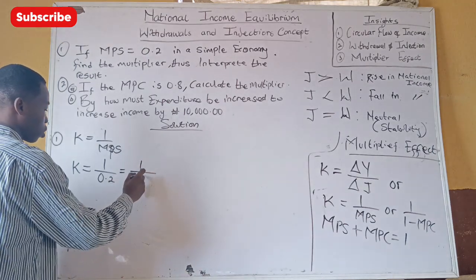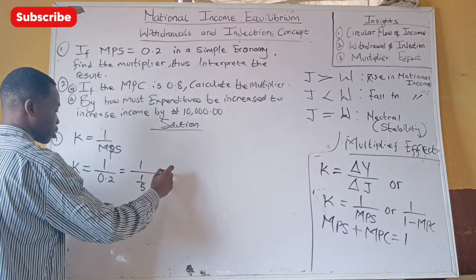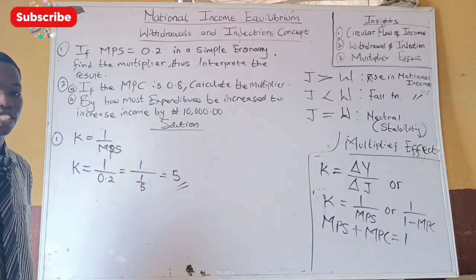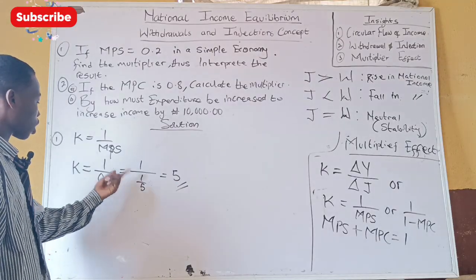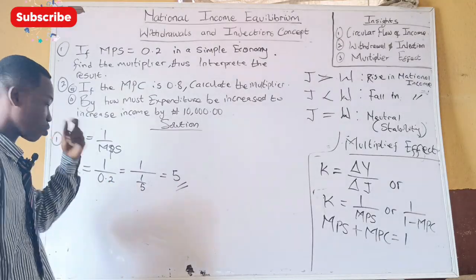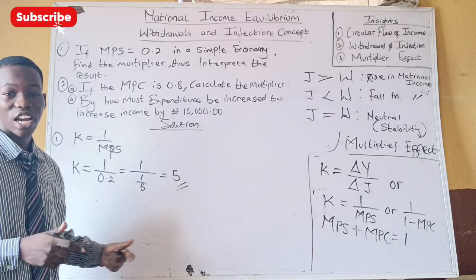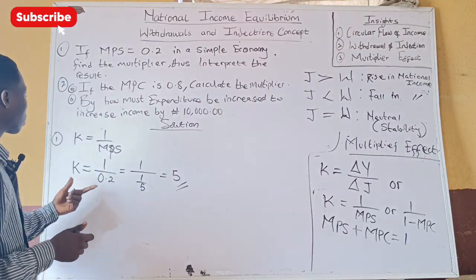And when you input this in your calculator, 0.2 is also known as 1 over 5, which simply means that the multiplier is equal to 5. So you can solve this by changing the fraction to multiplication, and you are going to get 5 as your result. Now we have gotten the multiplier.